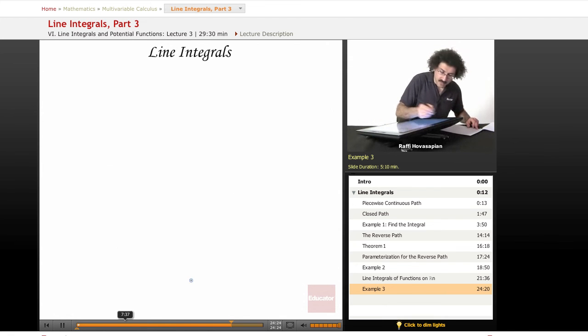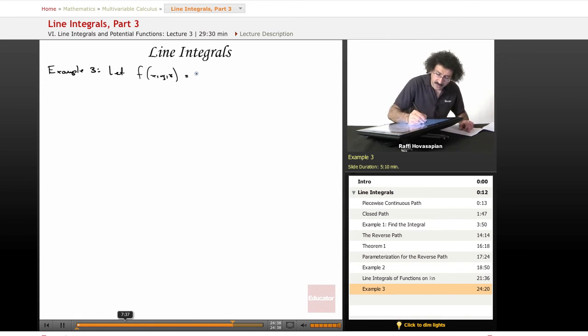Okay, so example 3. All right, now let's go ahead and let f of x, y, z, we'll do a function of 3 variables, x squared y z cubed. So you see that you plug in a vector, a 3-vector, and it spits out a number. It's a mapping from R3 to R.